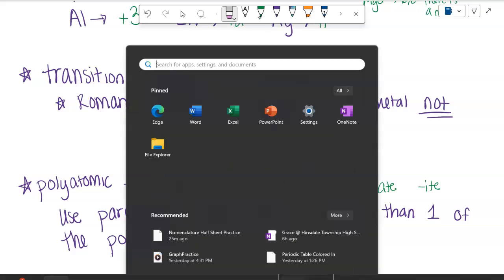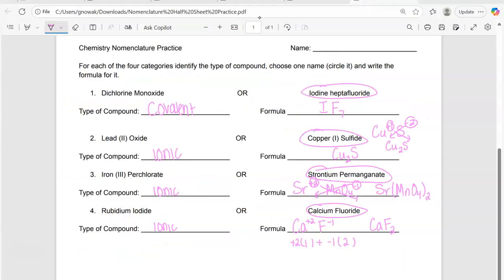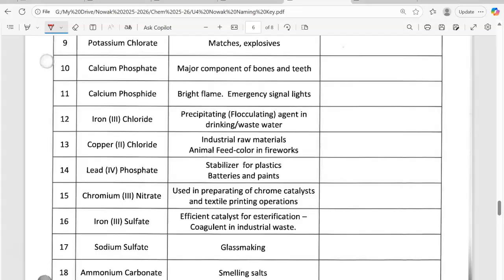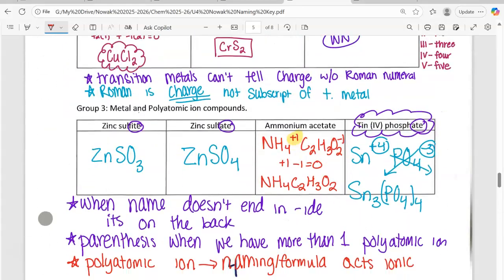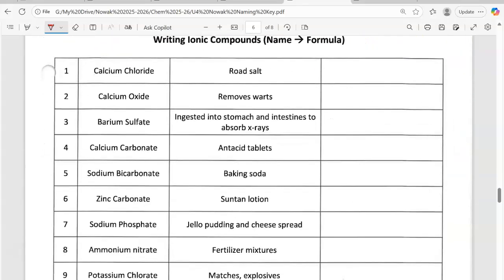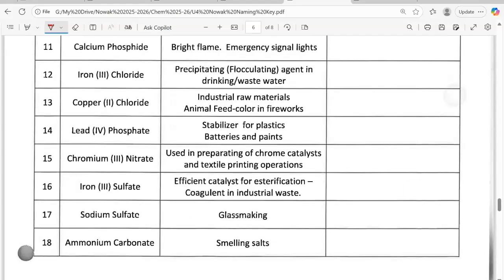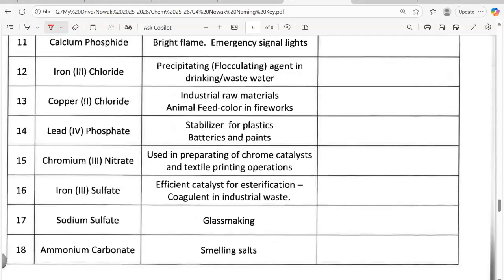I'm going to go to our practice sheet that is right next to, or the next page, right after our notes here. Okay, so we're going to start at number 14 down here. And this is going to get us some practice with those transition metals and the polyatomic ion. So it's going to be some really good practice here.